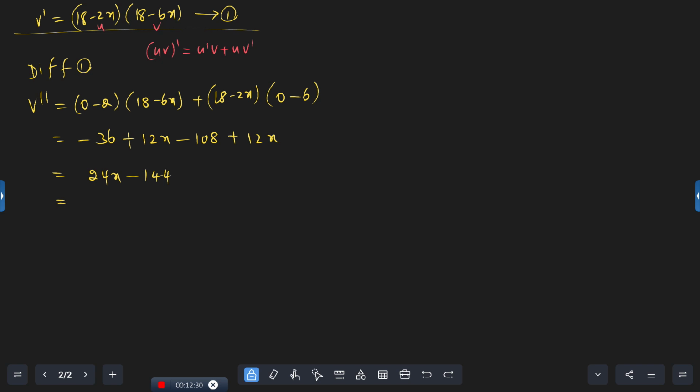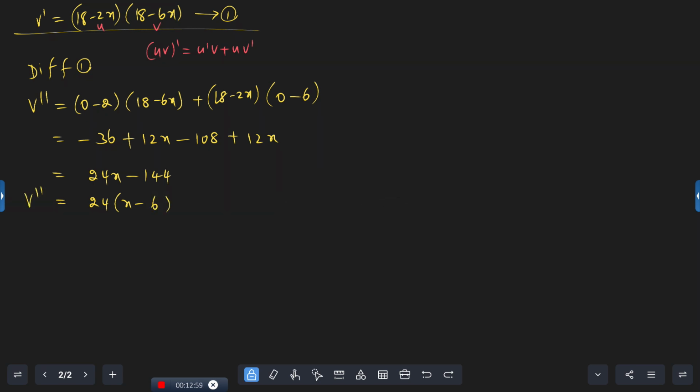You can take 24 outside. Is it possible to take 24? Yes, you can take it. So it is x minus 6 in the bracket. 144, if you take out 24, is it 6? Is 24 into 6 equal to 144? Check once again. Yes, 144. So that is 6.